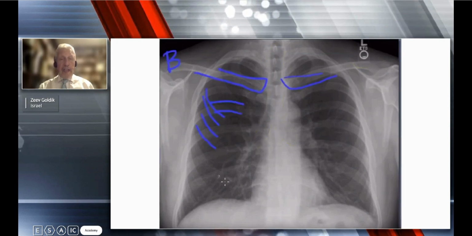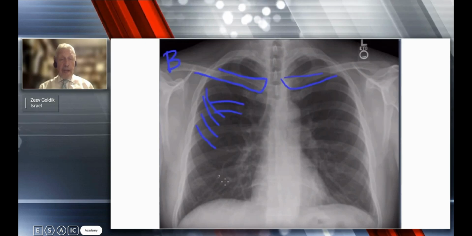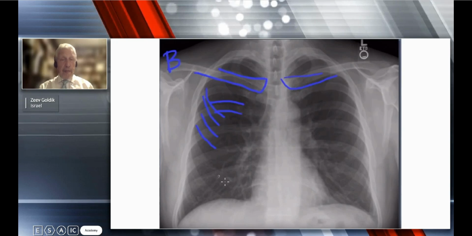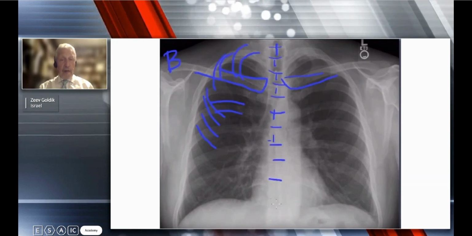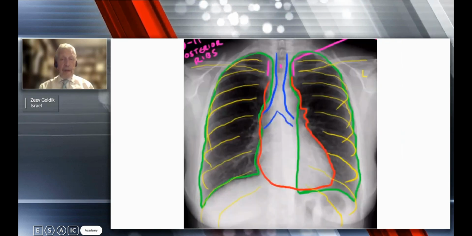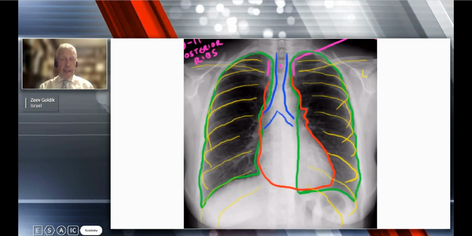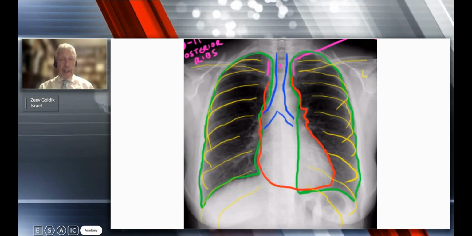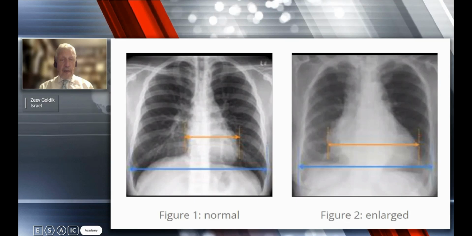So A is airway, B is the bones. We have to look at the clavicles, look for the presence of fractures, osteoporosis, and so on. Look at the spinal column. Here we have the ribs. We can see the airway and the silhouette of the heart.